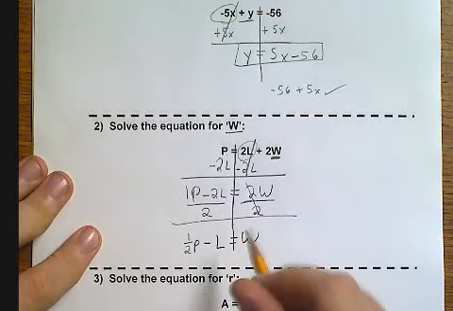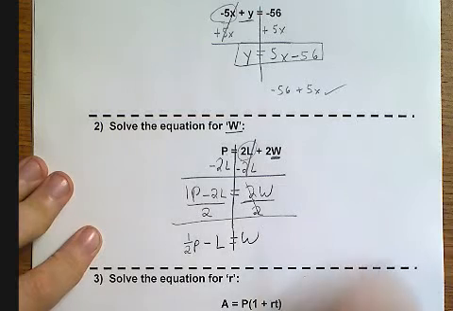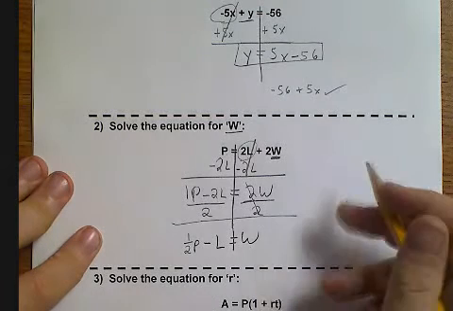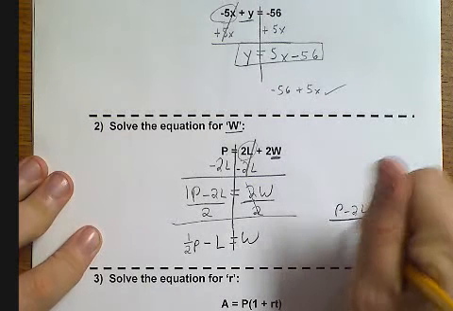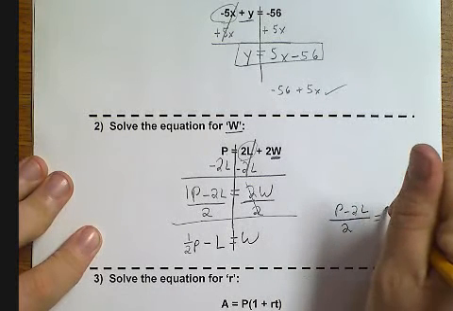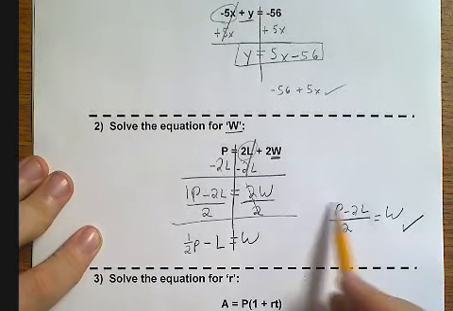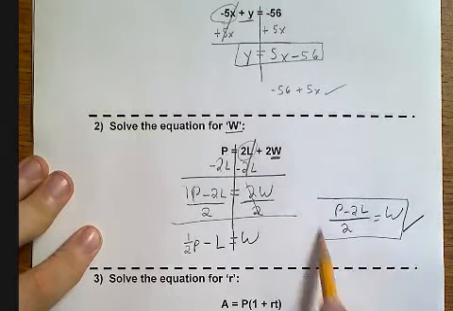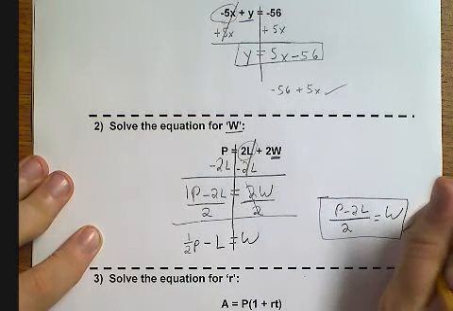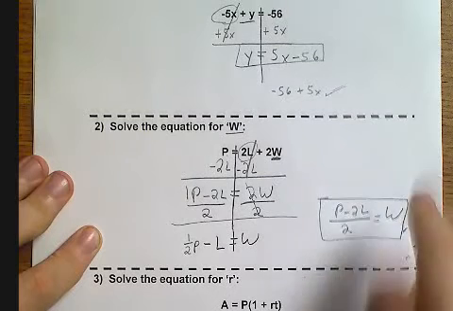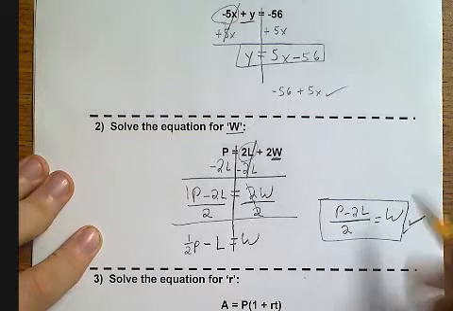Now, where I was going earlier, and I kind of interrupted myself mid-sentence, is that I can actually just leave this as P minus 2L all over 2 equals W, and that is still correct. And in fact, because I don't like fractions, and I would rather just leave this as a division sign, we'll just go ahead and work with it like this.